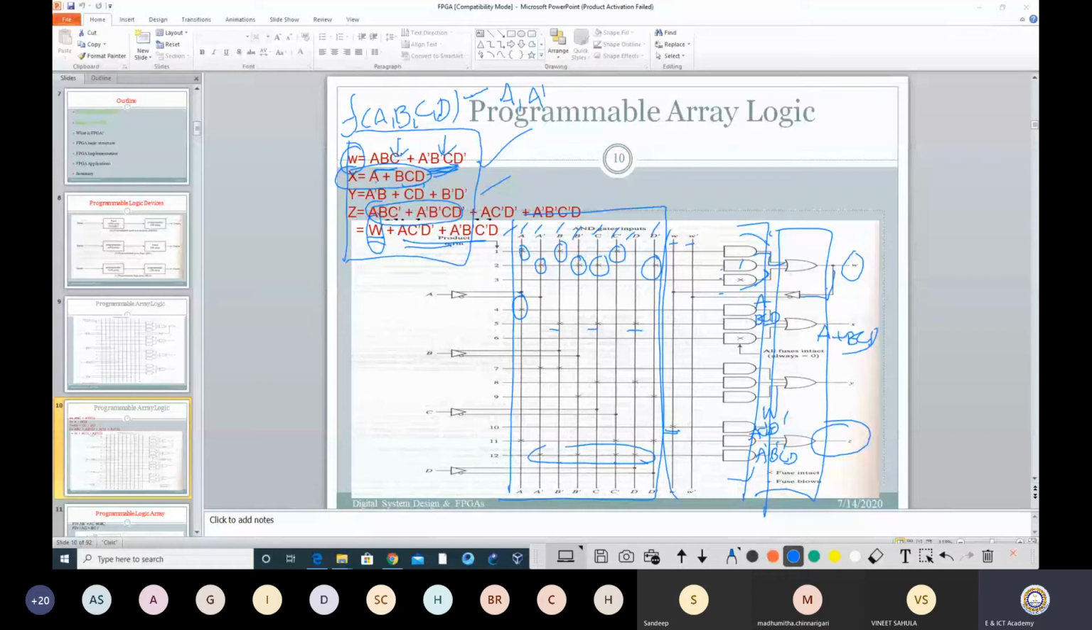The output of the AND gate is your min term, and the output of your OR gate is your whole expression, which we are defining as the SOP form. So this way you can implement any Boolean expression with the help of PLA.